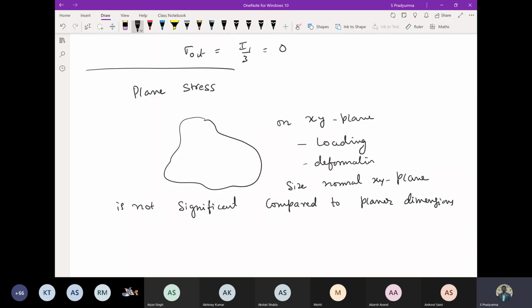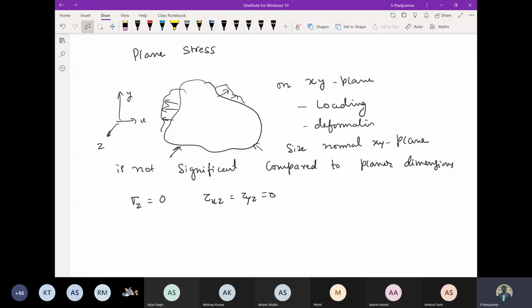And further, we assume that in the directions we are interested in, it is loaded in the plane only. Maybe point load, maybe distributed load, any type of load. It is loaded in the planar dimension only. And we assume that the normal stress sigma z is 0. The shear stresses tau xz and tau yz are also 0.